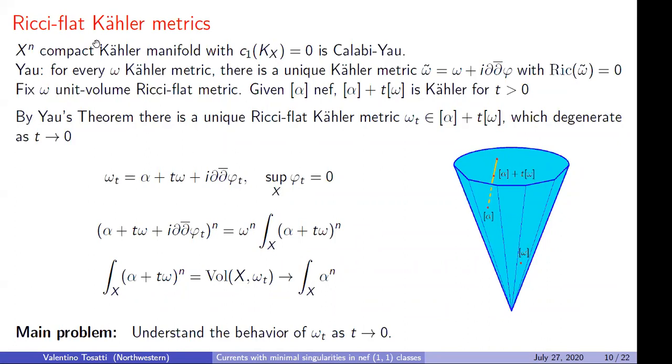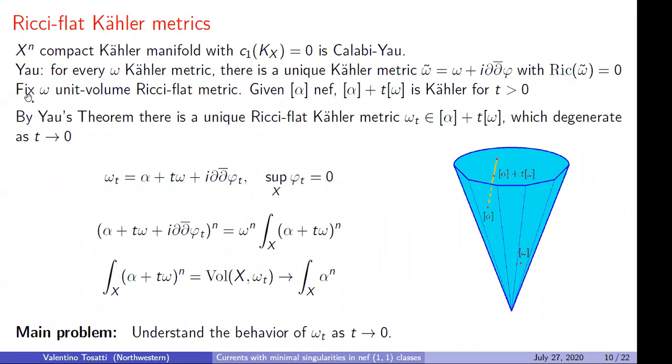So here is the discussion about the Ricci-flat metrics and why this conjecture is relevant. So X now will be Calabi-Yau in the weakest sense, namely a compact Kähler manifold with c_1(K_X) = 0 in H^{1,1} with real coefficients. So this is the weakest notion of Calabi-Yau, but by Yau indeed it's equivalent to the existence of Ricci-flat Kähler metrics. So for every Kähler metric omega, there's a unique Kähler metric in the same cohomology class which has no Ricci curvature.